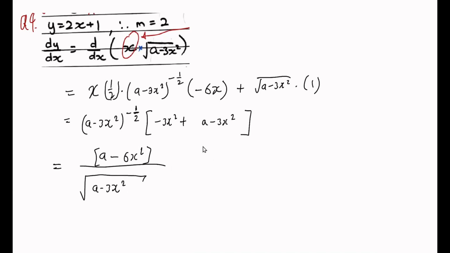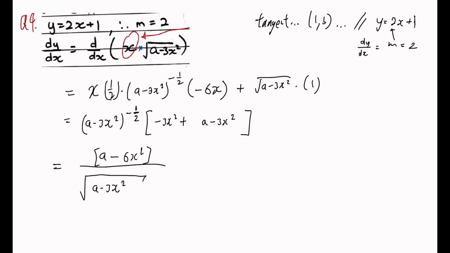Okay, so this is dy by dx. What's the question? Let me read the question again. Find the tangent to the curve at the point 1 comma b, parallel to y equals 2x plus 1. So essentially your gradient here is 2. dy by dx equals m equals 2. You want to find the values of a and b. Okay, so we have all the information we need already.